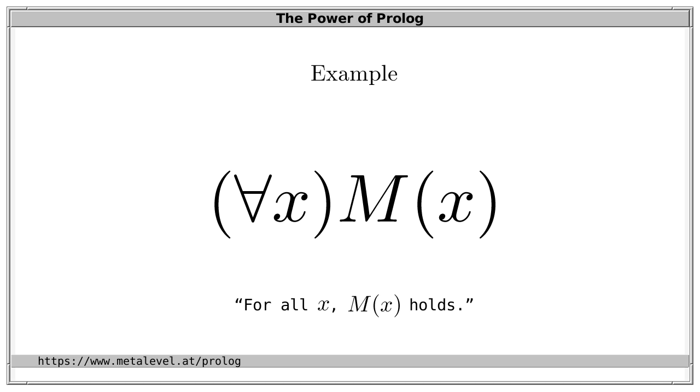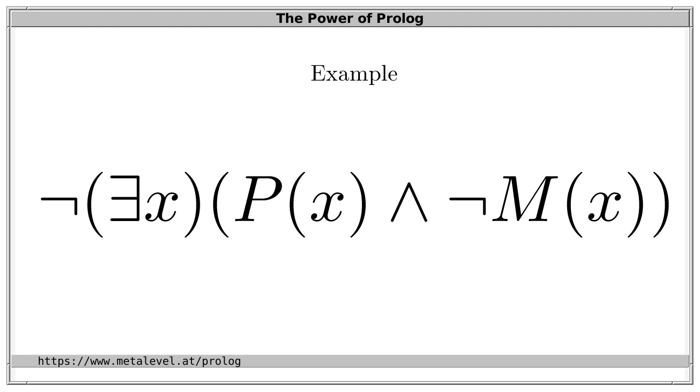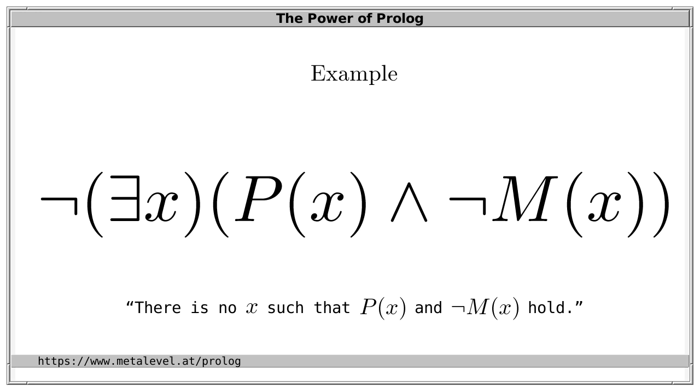A bit of reflection tells us that we can use logical implication to state: for all x, if x is a person, then x is mortal. So for all x, P of x implies M of x. Okay? And there are of course also other equivalent ways to express this statement in first order logic. For example, we could equivalently say that there is no person that is immortal. So there is no x such that P of x holds, and at the same time M of x doesn't hold.